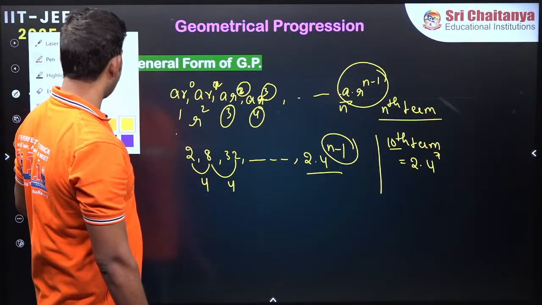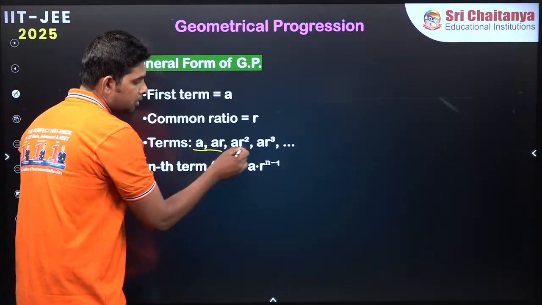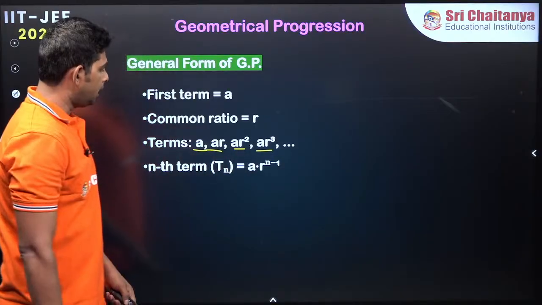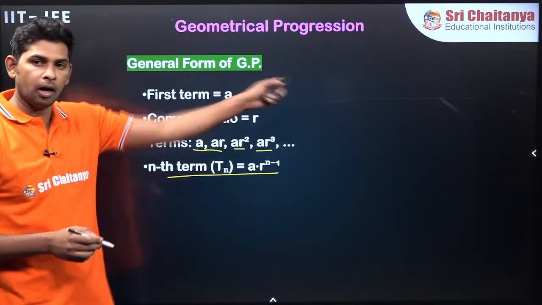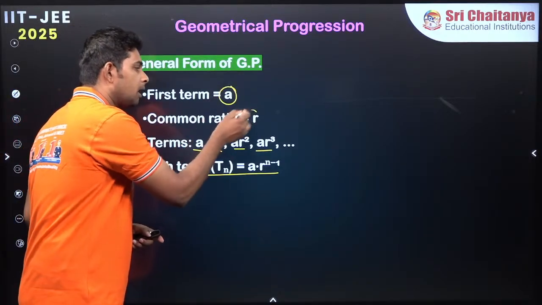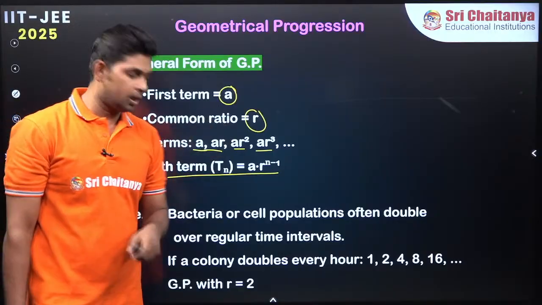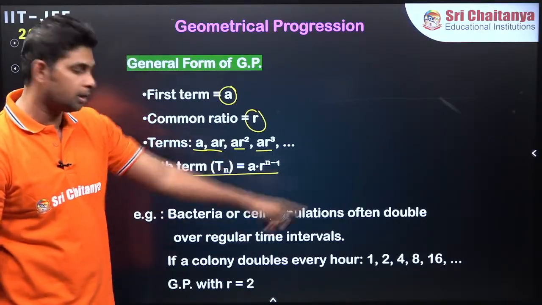So let us form it by taking A, AR, AR square, AR cube, like this. The nth term I have already given: A into R power n minus 1, where A is the first term and R is the common ratio, right? And then I am giving one more example of this, by taking which I can give you the nth term also.